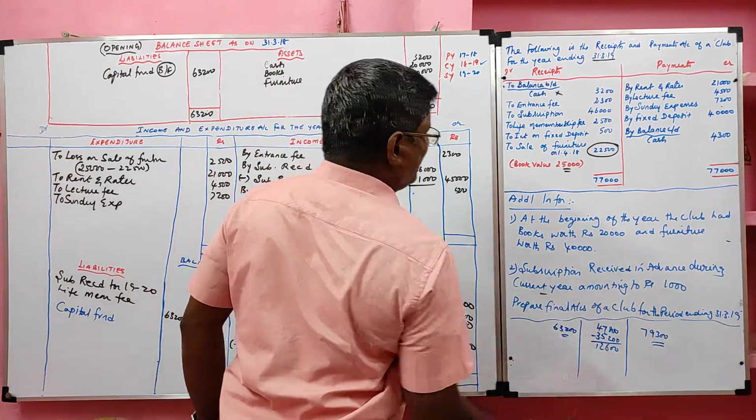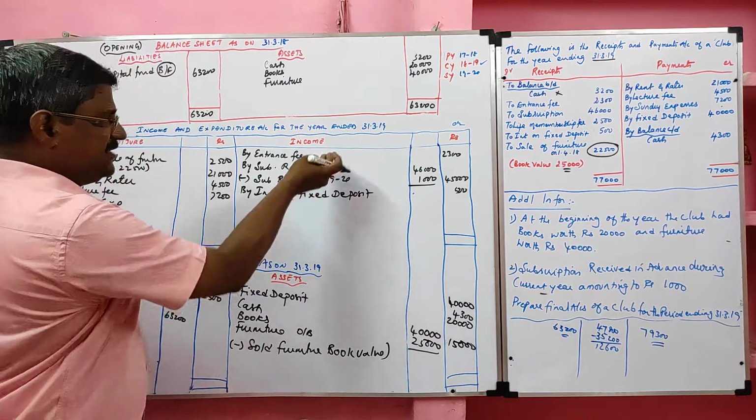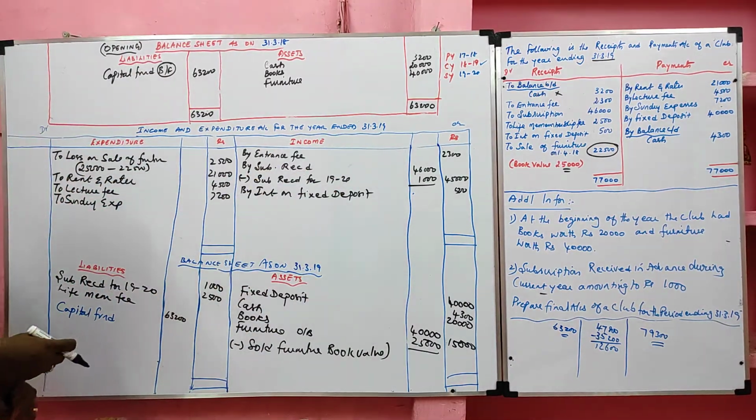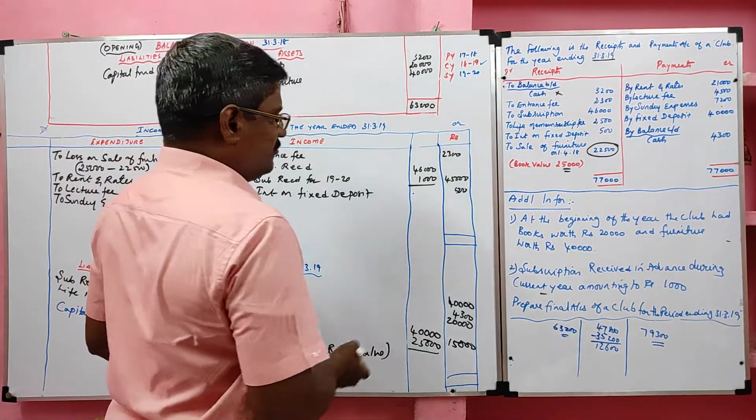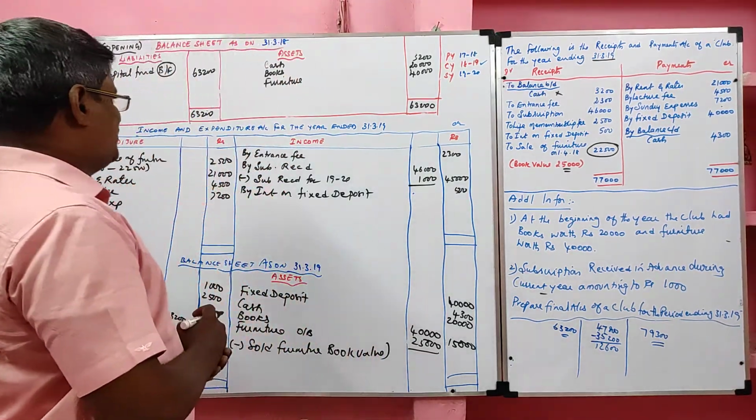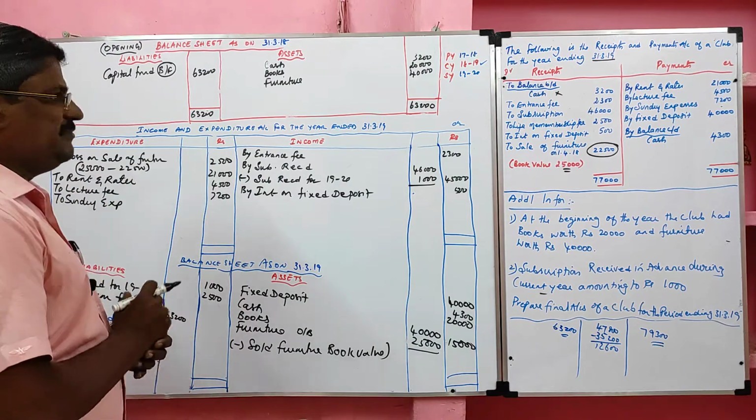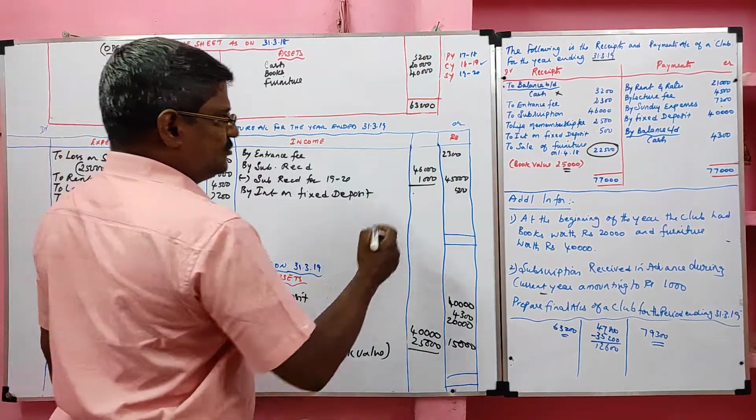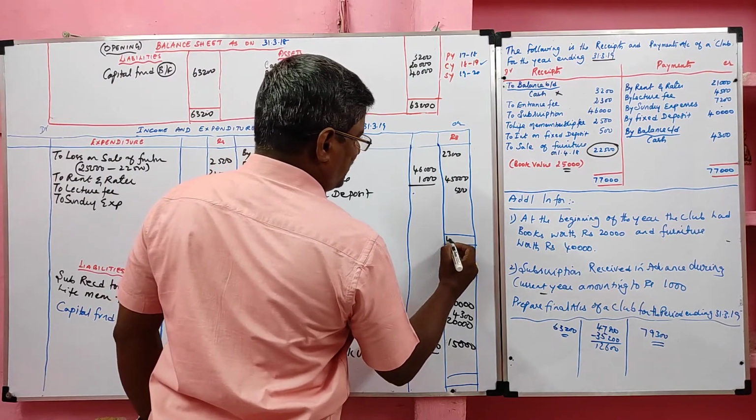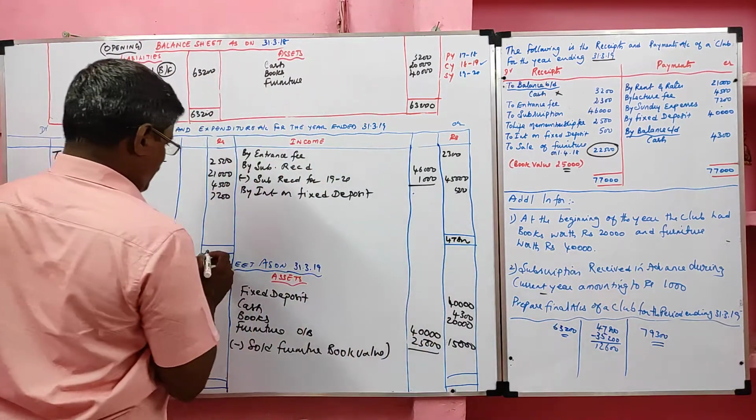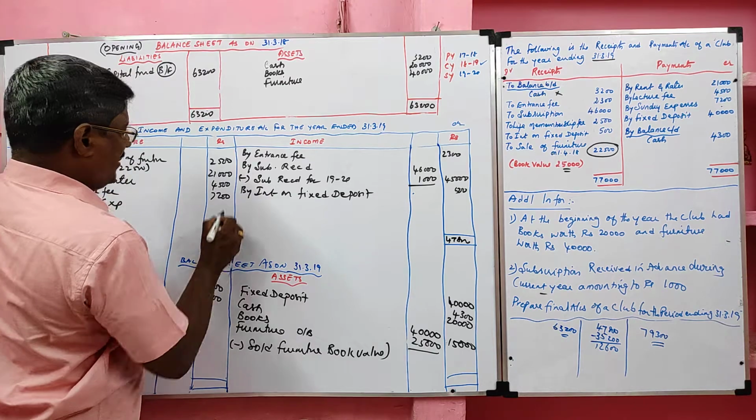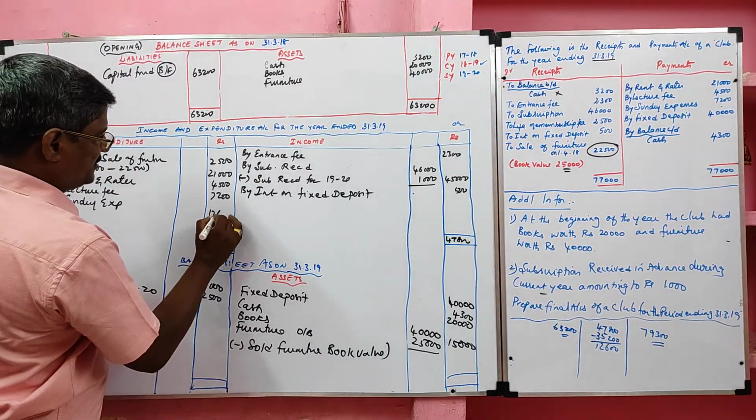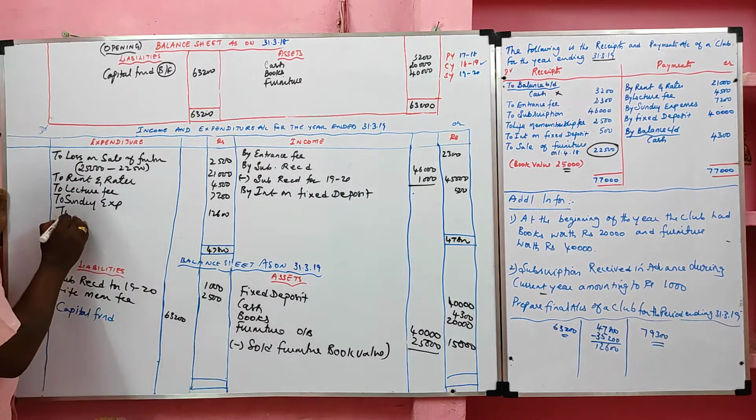Next, subscription received in advance. Already we deducted it from subscription received in the income side, and it will be recorded in the liability side. Then prepare final accounts. Now we are going to close the income and expenditure account and balance sheet. First we will close the income and expenditure account. In this case, credit side is heavier than debit side. So credit side total 47,800. 47,800 minus 35,200, we will get 12,600. That we call a surplus.